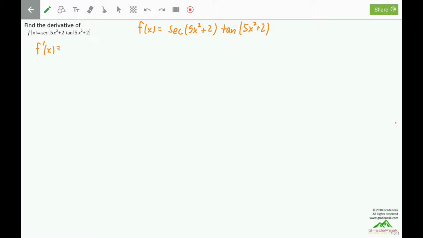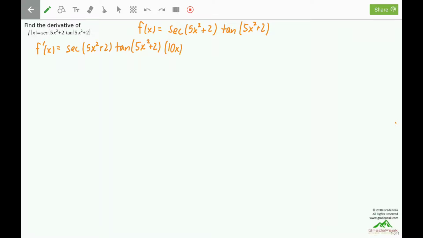So the derivative f prime of x will be the derivative of the first, the secant. Derivative of secant is secant tangent. We leave the phase the same and alone for now. So secant times tangent for the derivative of secant. And now we multiply by the derivative of the inside. The derivative of 5x squared will be 10x. The derivative of the 2 will be a 0.